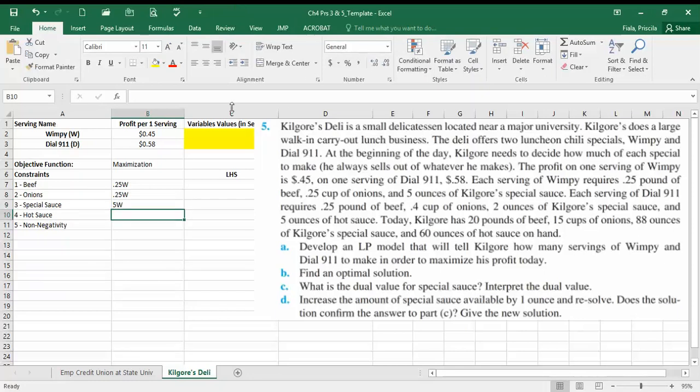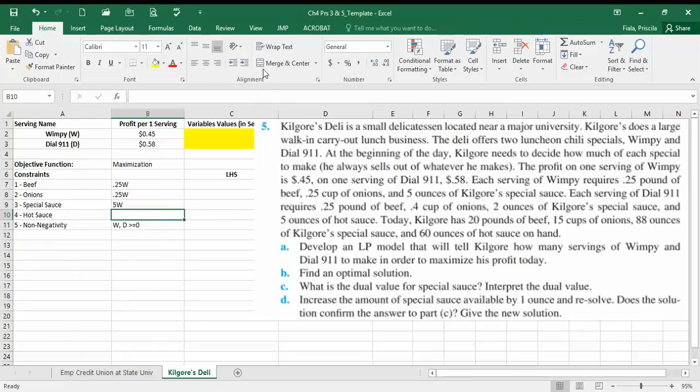Be very careful. One thing I noticed when you're dealing with 0.25 and 5, these are two different values, okay? It's a quarter and this is a whole number. So it will change everything if you put a 0.5 here by accident. Okay, we don't have anything for the hot sauce for Wimpy. And as far as non-negativity, you're just going to have to put that Wimpy and Dio 911 are greater than or equal to 0. Okay, a non-negative number.